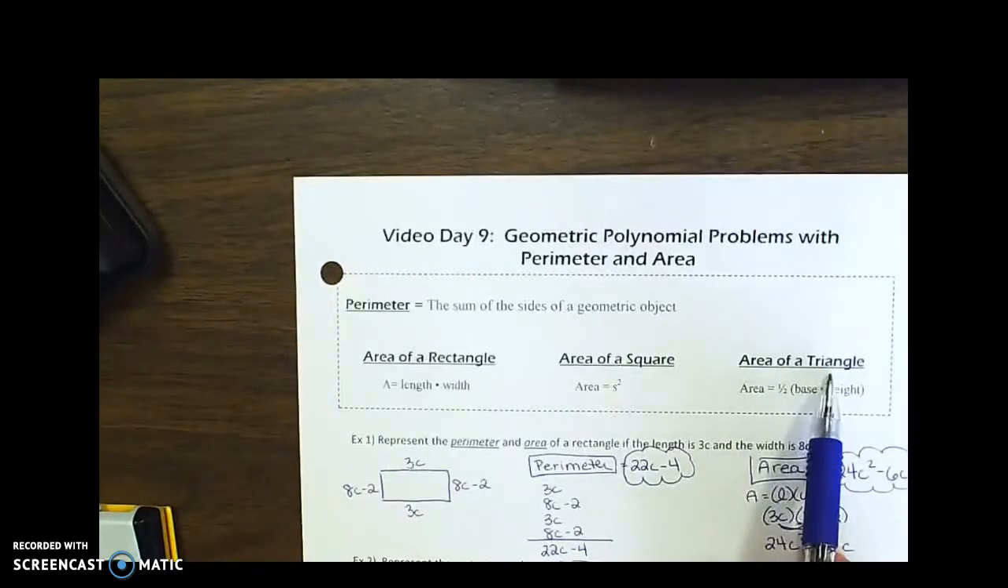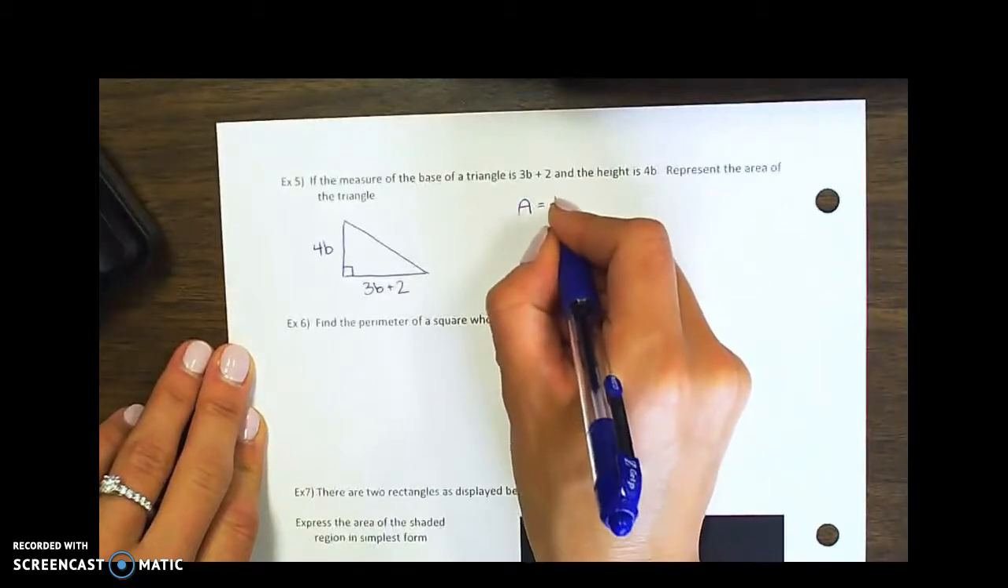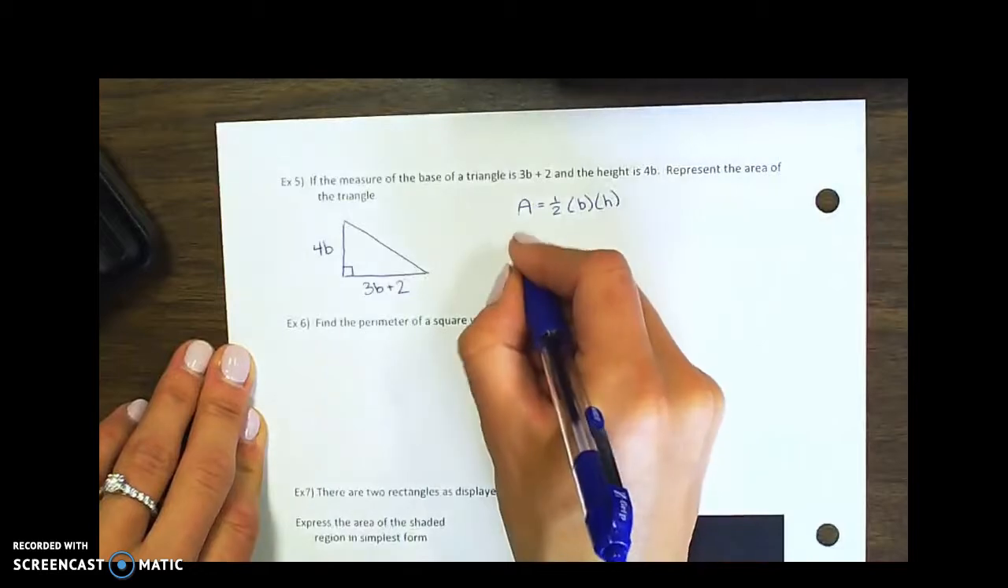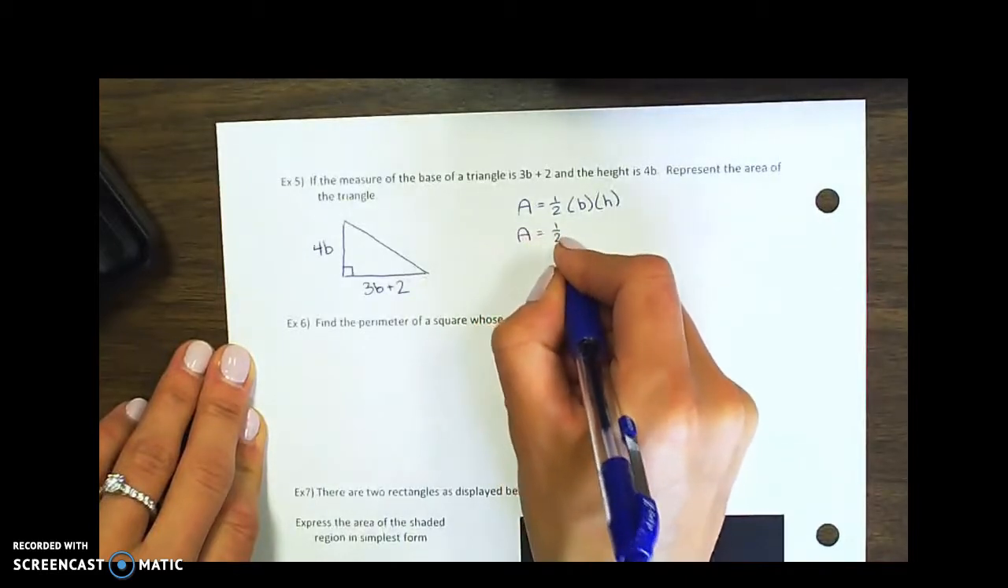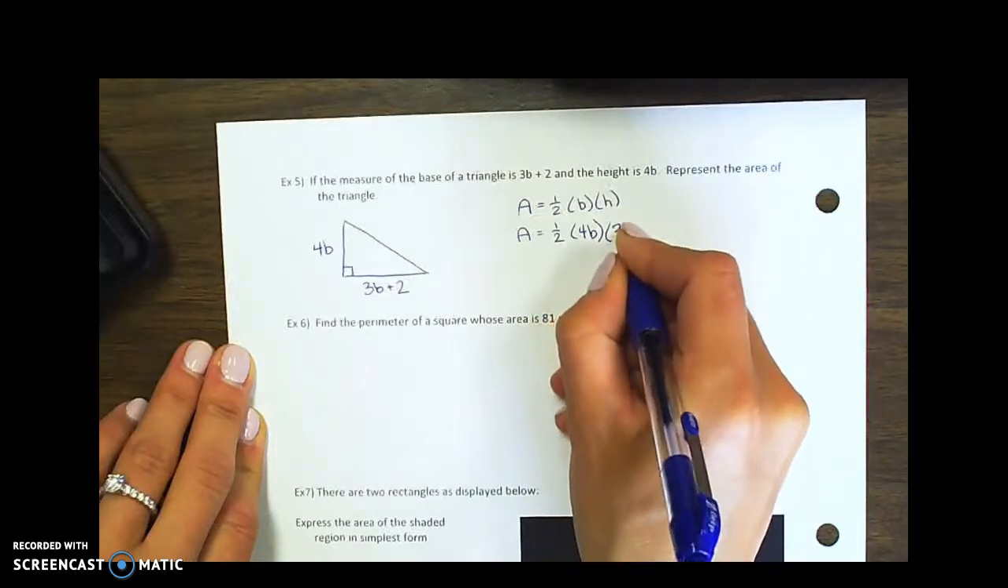I want to represent the area of the triangle. So I'm going to flip back over. The area of a triangle is area equals 1/2 base times height. Okay, so here we go. Area equals 1/2 base times height. So area equals 1/2 4b times 3b plus 2.